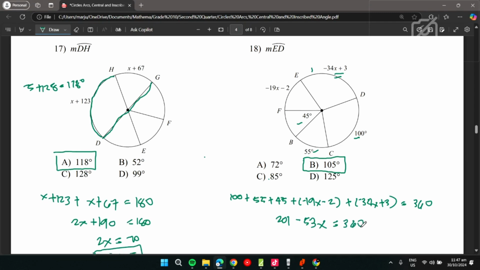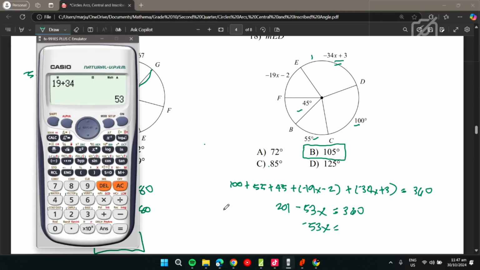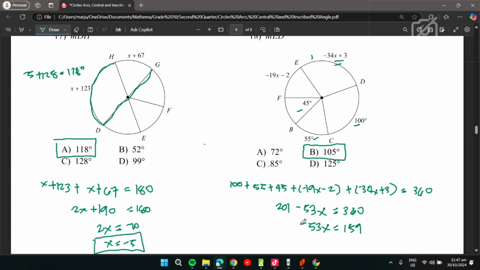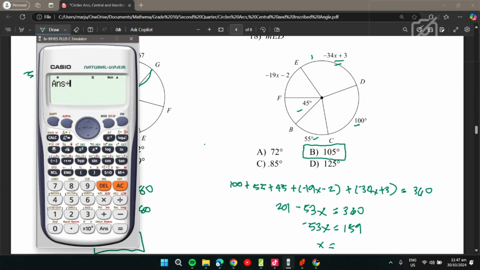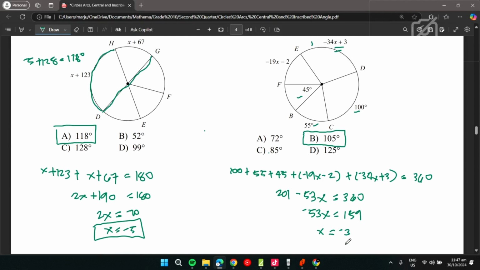Okay? And then I'm going to solve for x. So I have negative 53x equals, what is 360 minus 201? 360 minus 201 gives us 159. So this is 159. Divide everything by negative 53. Dividing 159 by 53 is 3. So this is negative 3. So our x is negative 3.